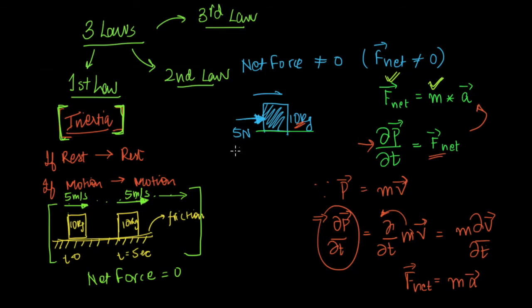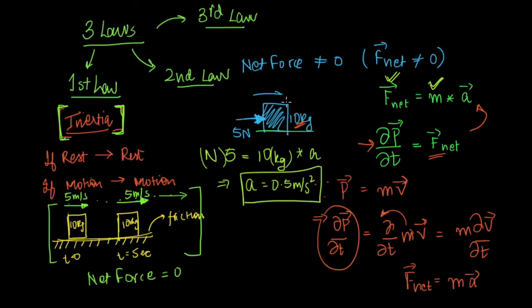So with that information, we have 5 newtons equals 10 kilograms times acceleration. Remember, this is newtons, and just a unit, this would be equal to acceleration, right? We're only considering magnitudes for now. That would mean that acceleration would be 0.5 meters per second squared. So that's interesting, right? Now we know that this box is going to accelerate.